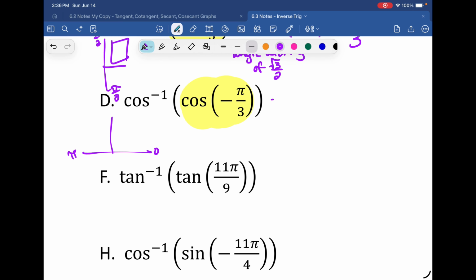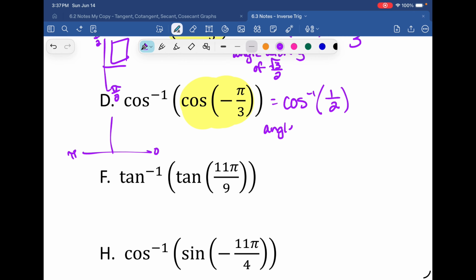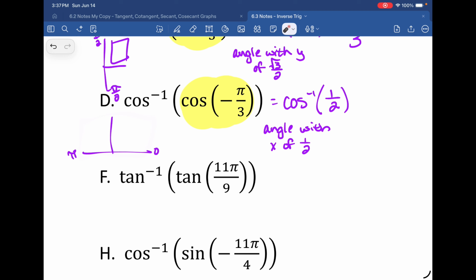So I'm going to evaluate it differently. Work your way inside. Keep inverse cosine. We're going to do the cosine of negative pi over 3. Negative pi over 3 is down here. Cosine's positive there, so this would be 1/2. Inverse cosine of 1/2, that's an angle with x of 1/2, but since it's inverse, it has to fall inside here. X is positive, quadrant 1, so it's going to be pi over 3.